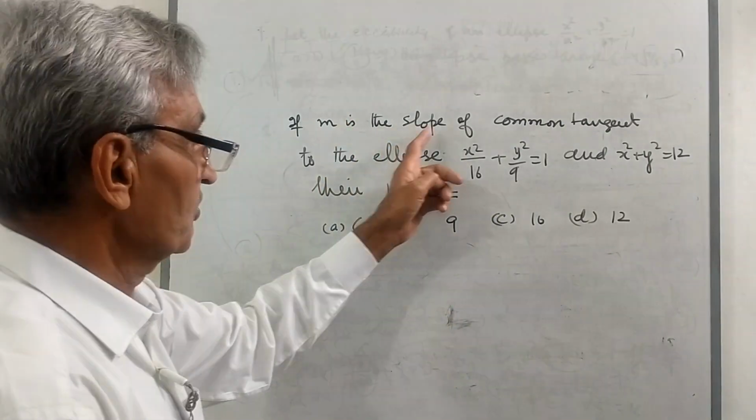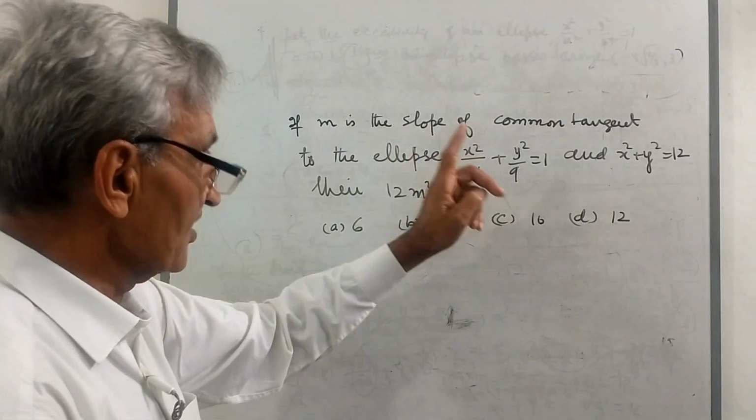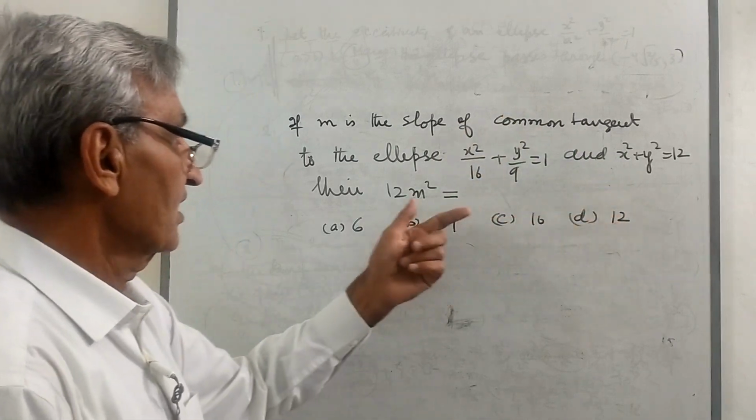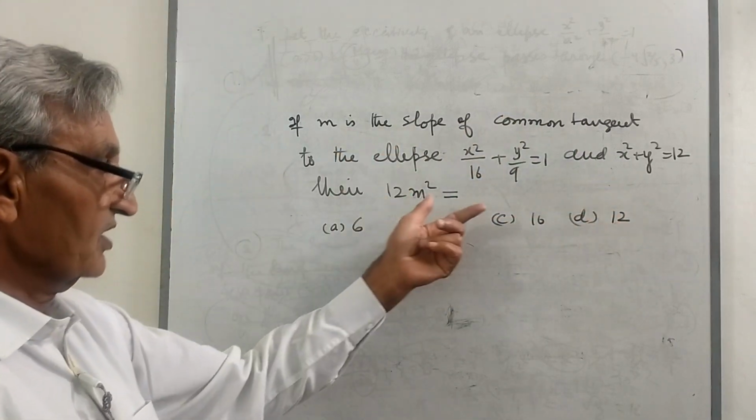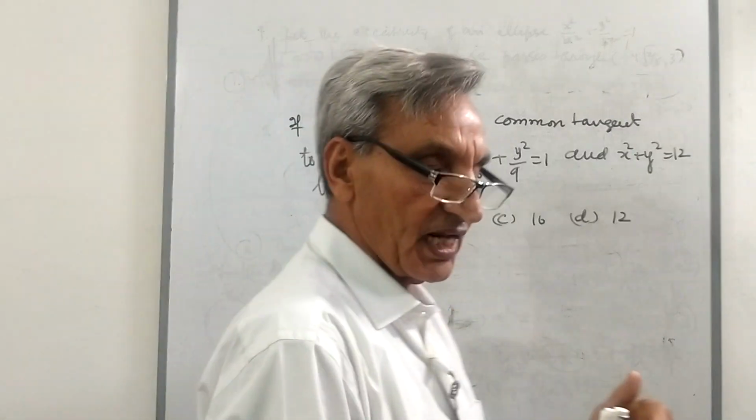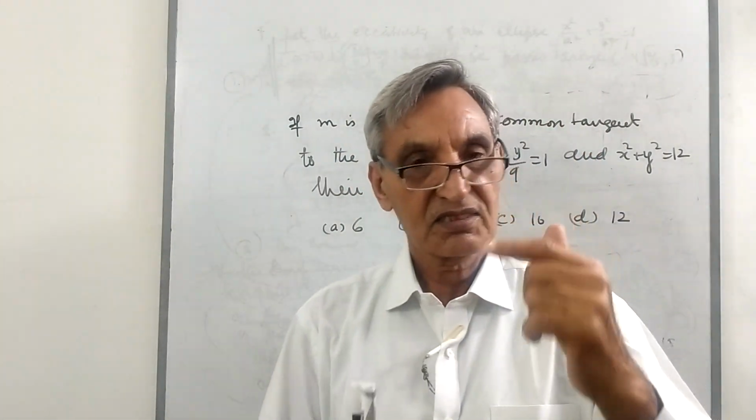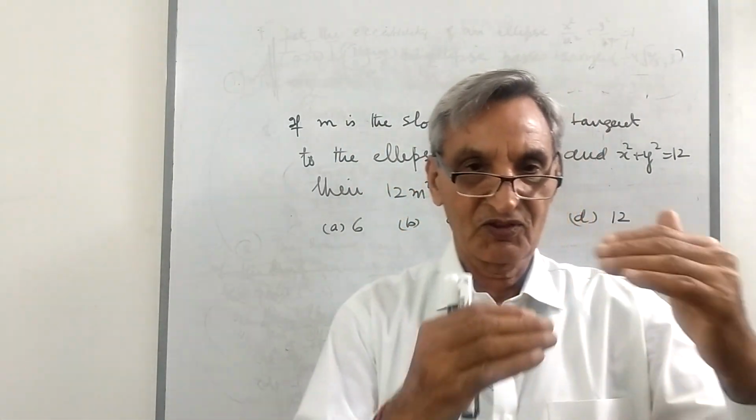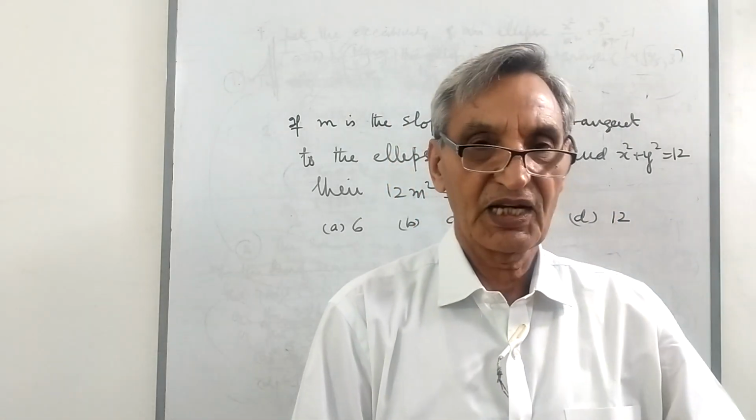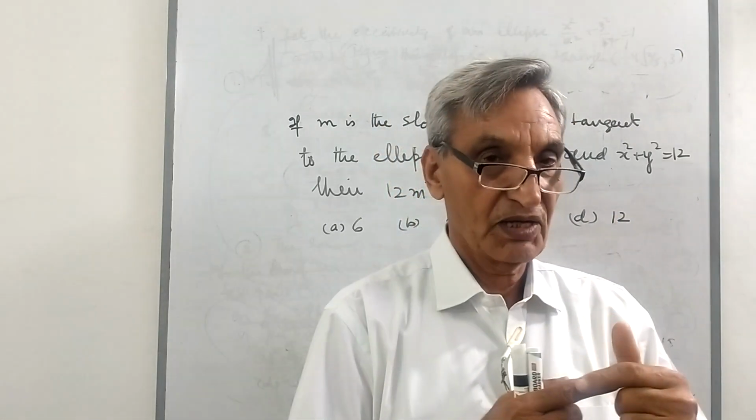He says m is the slope of the common tangent to this ellipse and this circle, and then find what this is equal to. There is a common tangent to the ellipse and the circle. Now here the question involves two conics, one ellipse, another circle. I have to remember this.